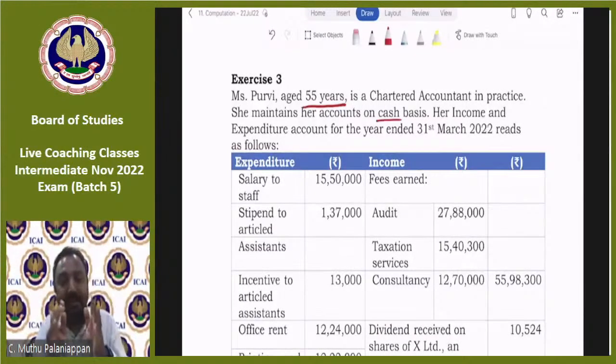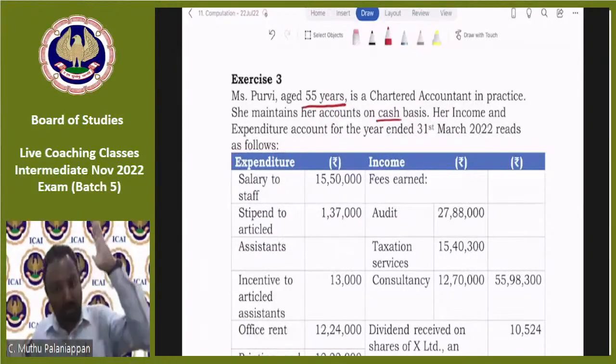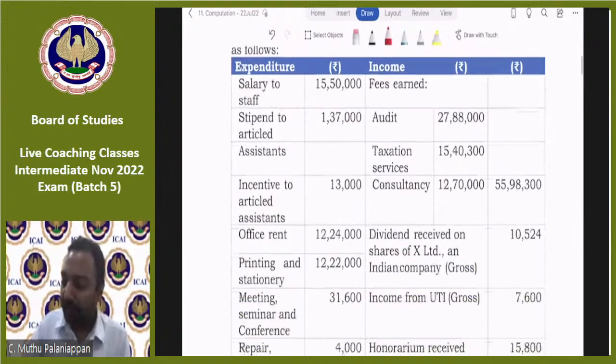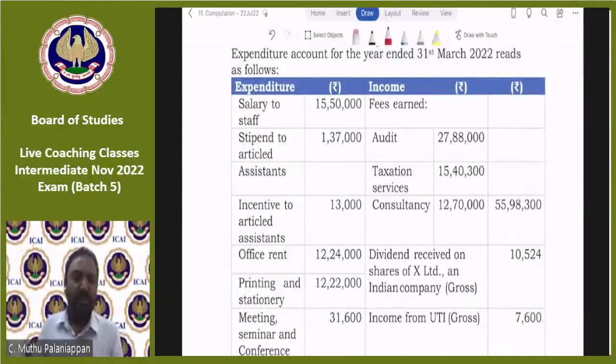So as I read, I take things into my memory. 55 years. So far, for Purvi, I need to apply the regular slab rate. There is no 3 lakh exemption. It is 2.5 lakh exemption. She has applied cash basis. So if you are reading something on mercantile, on the accrual system, we need to ignore that. So this is how your flow of thought should come while you are reading the question. So they have given expenditure and income. Now we'll start with the income side.